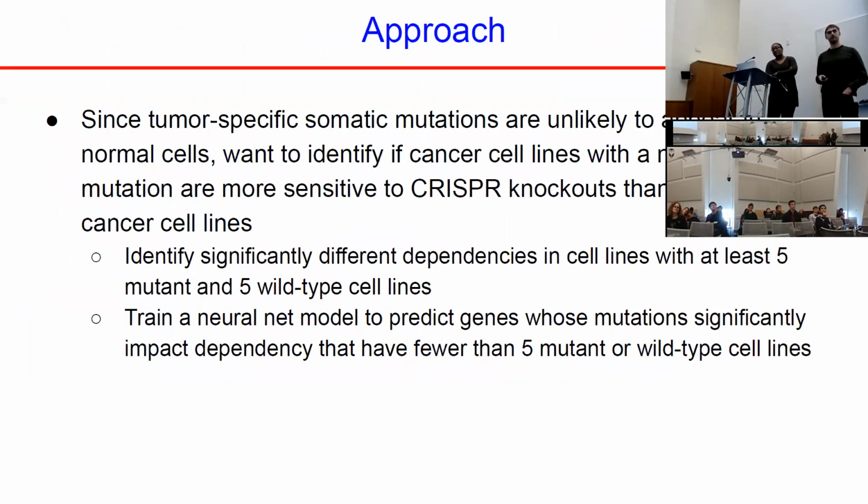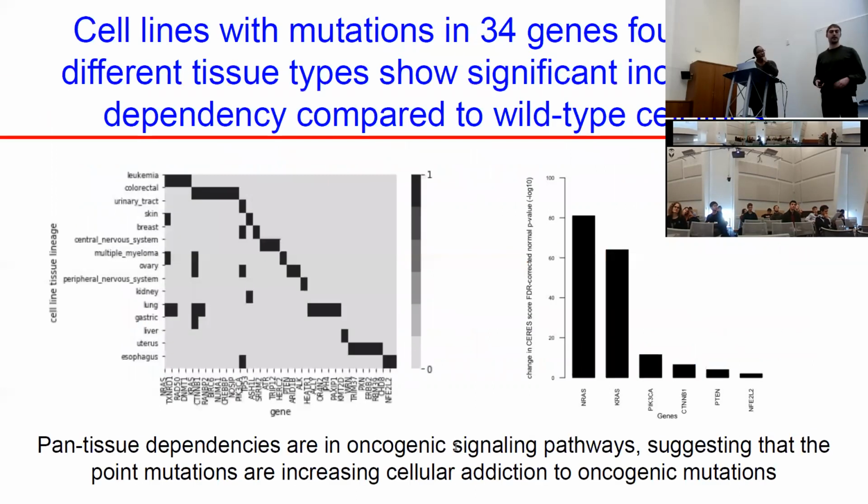Using this insight, we identify significant different dependencies in cell lines with more than 5 mutations and more than 5 wild type cell lines to construct our training data. And then we train our neural network model to predict the genes that have mutations that significantly impact dependencies on those genes that have fewer than 5 mutants and wild type cell lines. So our first pass was first to identify if these significant dependencies existed at all.